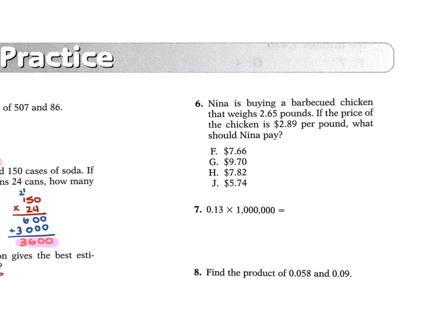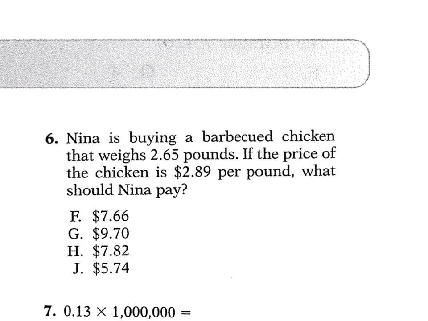For 6, it says Nina is buying a barbecued chicken that weighs 2.65 pounds. If the price of the chicken is $2.89 per pound, what should Nina pay? So we are going to do 265 times 289. 9 times 5 is 45. 9 times 6 is 54, plus 4 is 58. 9 times 2 is 18, plus 5 is 23. Why can't I think of this? 18 plus 6 gives us 24.